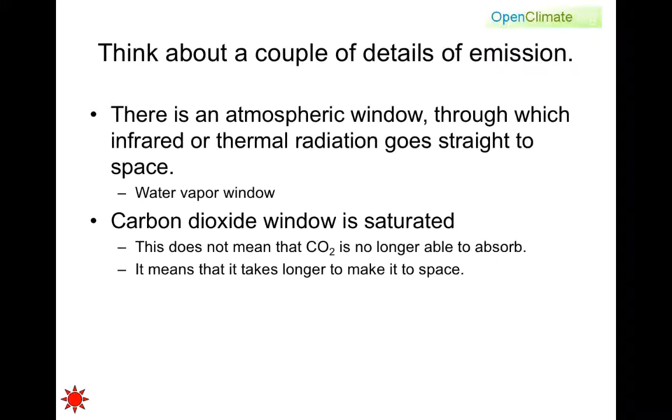If we think about a couple of details of emission, then there is an atmospheric window through which infrared or thermal radiation goes straight to space, and there's a water vapor window. The carbon dioxide window is often said to be saturated. This does not mean that CO2 is no longer able to absorb infrared radiation. What it means is that it takes longer and longer to get to space. So this would be like putting on extra blankets. It just takes longer for you to become cool if you have extra blankets on you.